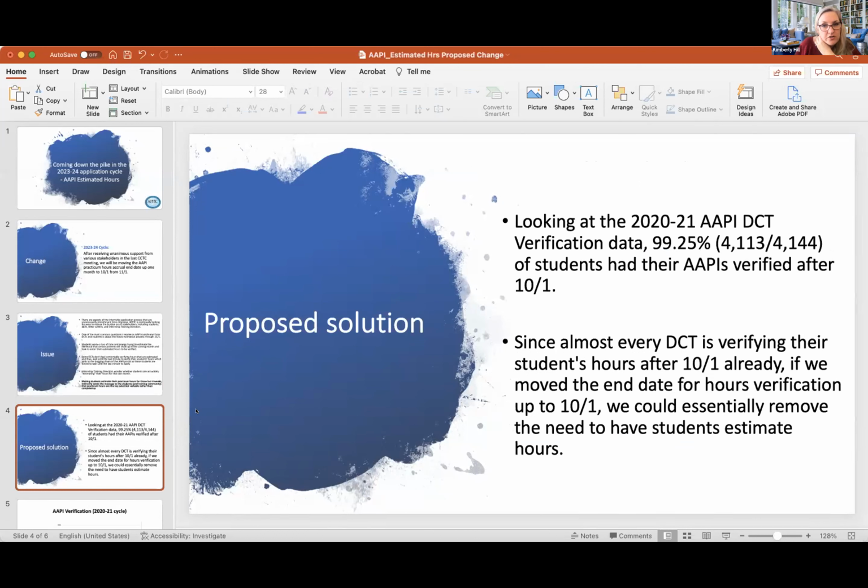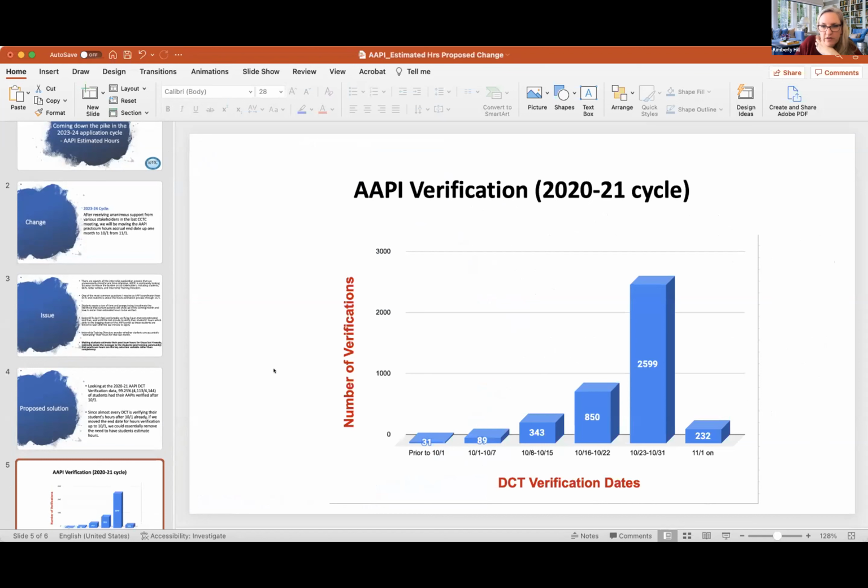Looking at the reason we chose October 1st, I went back and looked at the actual APPIC DCT verification data, and 99.25% of students had their APPIs verified after October 1st. Since almost every DCT is already verifying their students' hours after October 1st, if we move the end date for hours verification up to October 1st, we're essentially removing any need to estimate those hours altogether. Here's a graphic. In 2021, for the approximately 4,000 students, this is when they had their APPIs verified.